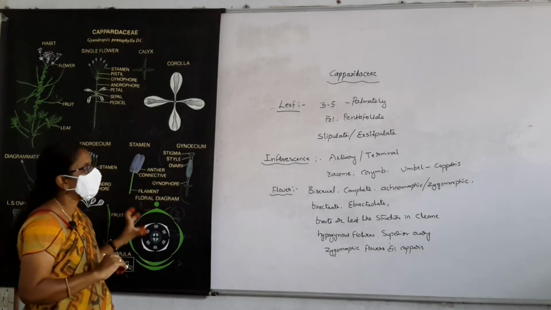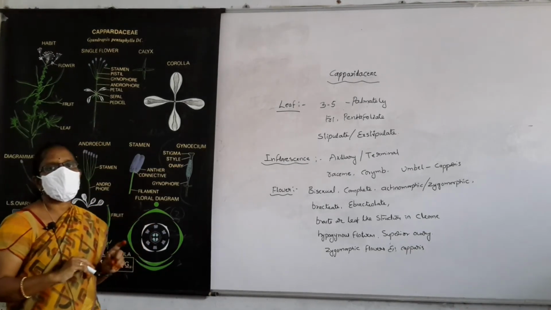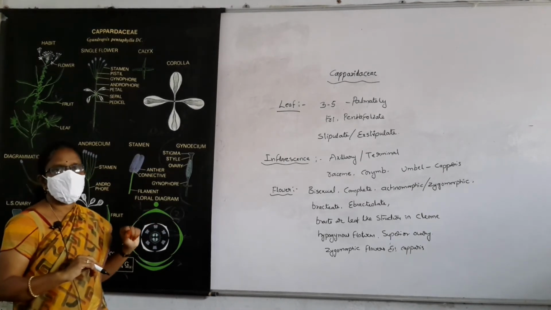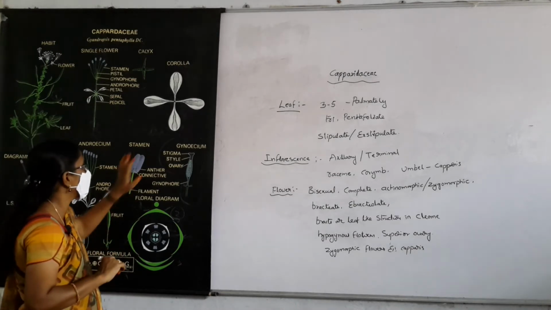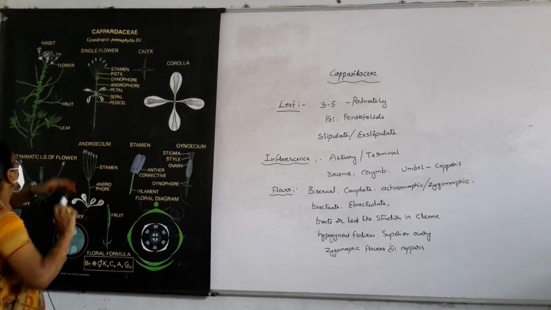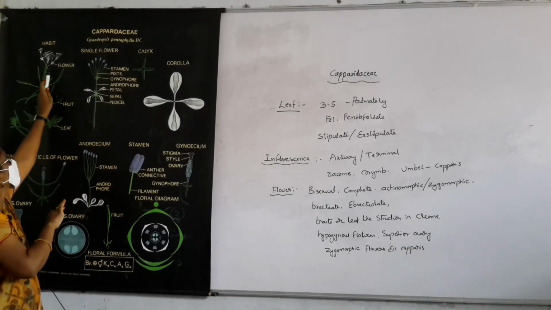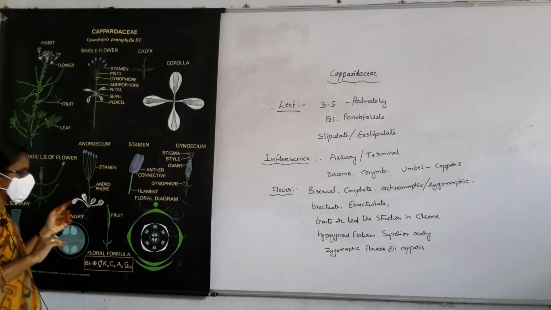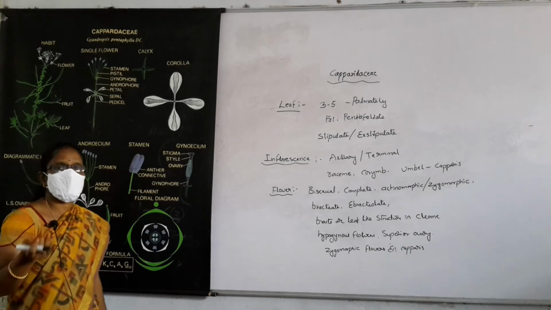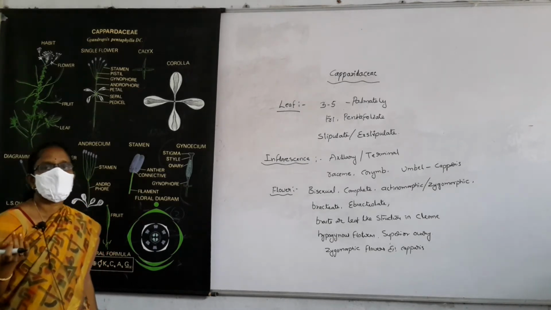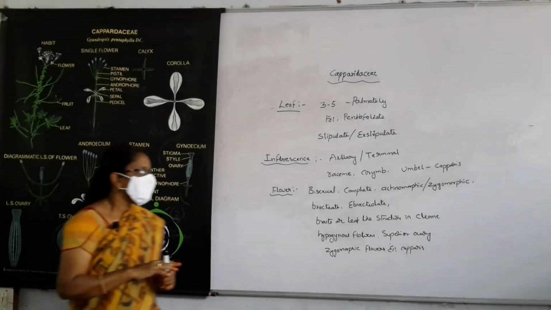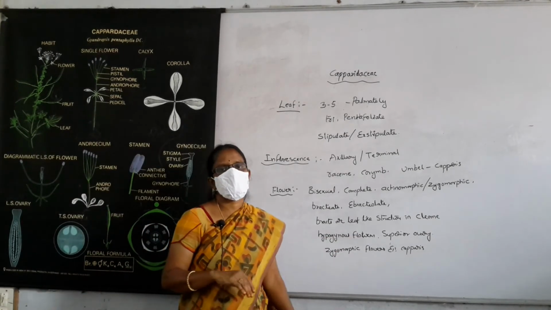In Capparidaceae plants, zygomorphic flowers are also present. And next one is bracteate. Bracts are also present, actually visible near the flower. Bracts are also present and bracteoles are absent. Bracteate and ebracteolate. Bracts are leaf-like structures in Cleome viscosa.